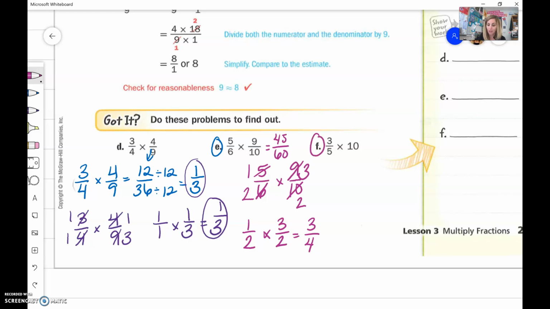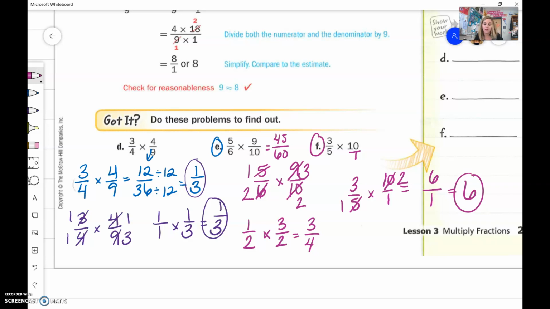Okay? All right, so let's take a look at 3/5. Well, what do I do if I have 10? Anytime I have a whole number, that means it goes over 1. So 3/5 times 10 over 1. Okay, here we go. Well, let's cross simplify. Can I do it with 3 and 1? Nope, I can't. But can I do it with 5 and 10? I sure can. 5 divided by 5 is 1. 10 divided by 5 is 2. So now I get 3 times 2, which is 6, and 1 times 1, which is 1. Anytime a whole number is over 1, it is just that whole number. So my answer is 6.